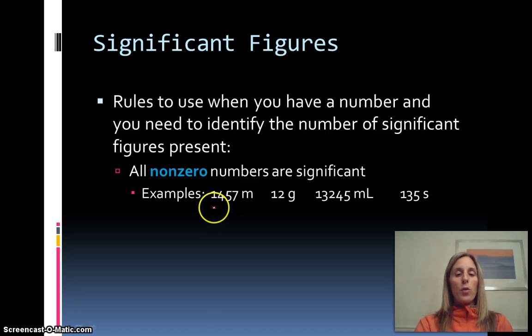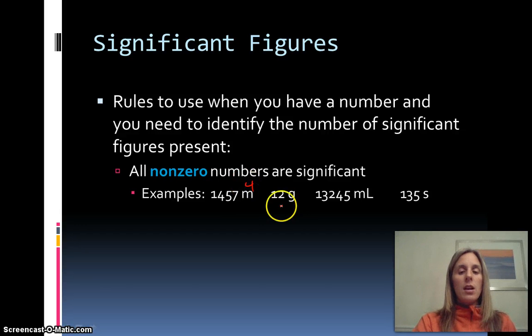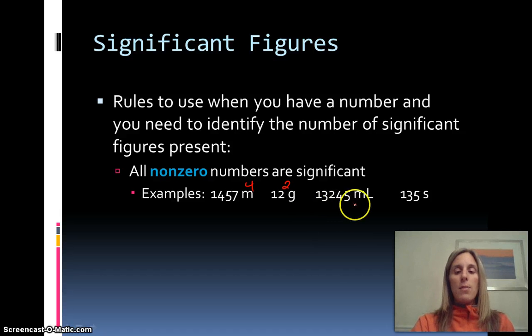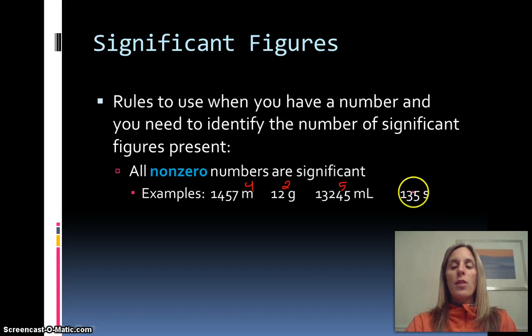So in the measurement 1457, we would have 4 sig figs here. In the measurement 12, we would have 2 sig figs here. In the measurement 13,245, we'd have 5 sig figs here. In the measurement 135, we would have 3 sig figs here. So when you have no zeros present, it's super easy. All the rest of the rules are going to determine when a 0 counts and when a 0 doesn't count.